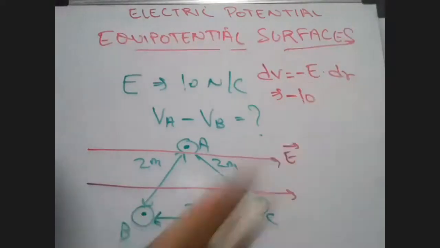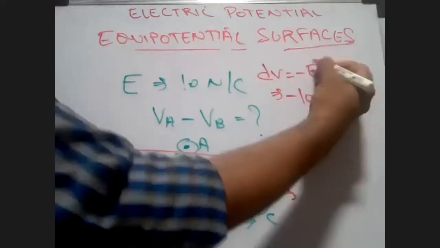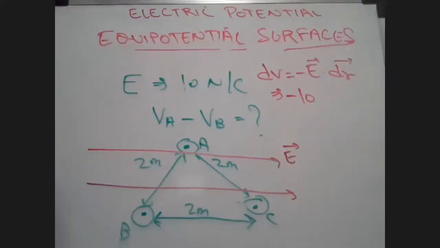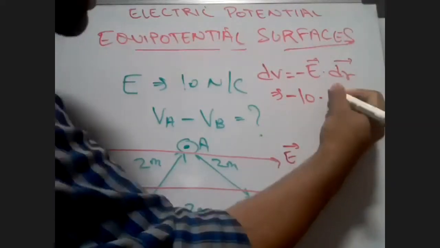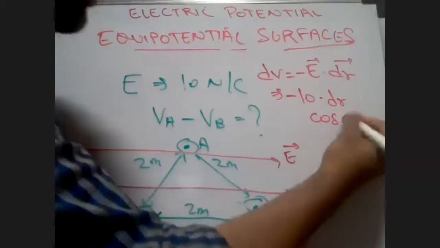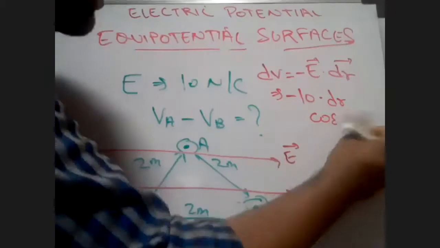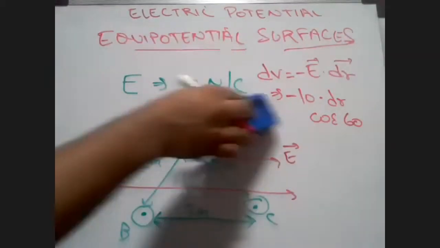Before that, we have to consider the angles. If I open E dot dr, what am I going to get? E dr cos theta. So I'm going to get minus 10 dr cos theta. What is cos theta going to be over here? Cos 60. Everyone understood why it is cos 60? It basically becomes an equilateral triangle. So what is cos 60 going to be equal to?